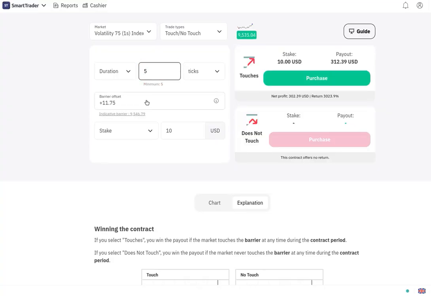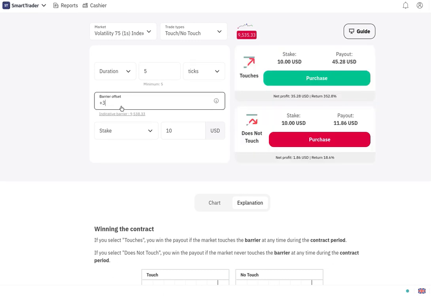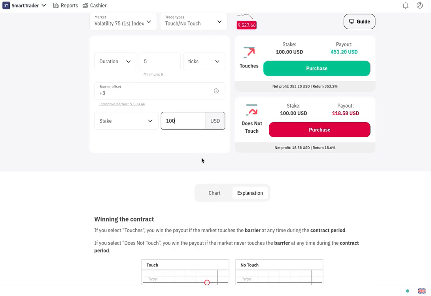Yes, so for the barrier offset, you can adjust the barrier offset to get your desired outcome of income if you like, as it always changes on a daily basis. So let's start here with +3, and we're going to be staking $100. Yes, so we're good to go.